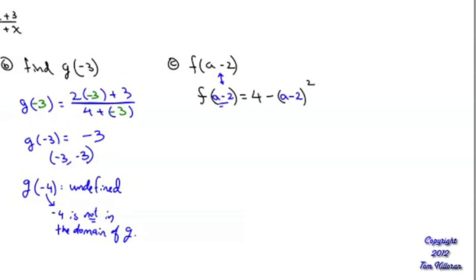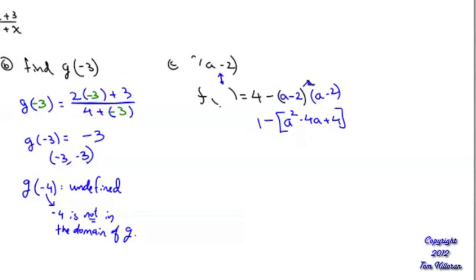What's a minus 2 all squared? It's a squared minus 4a plus 4. I got you all incorrect. Yes, you do. You have to FOIL it out. A squared minus 4a plus 4. Why? Because it's a minus 2 times a minus 2. And it has to be FOILed.